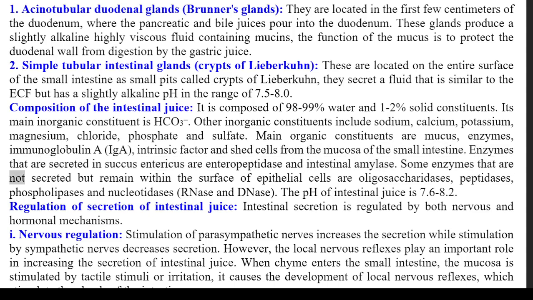Some enzymes that are not secreted but remain within the surface of epithelial cells are oligosaccharidases, peptidases, phospholipases, nucleotidases, RNase and DNase. The pH of intestinal juice is 7.6 to 8.2. Regulation of secretion of intestinal juice. Intestinal secretion is regulated by both nervous and hormonal mechanisms.